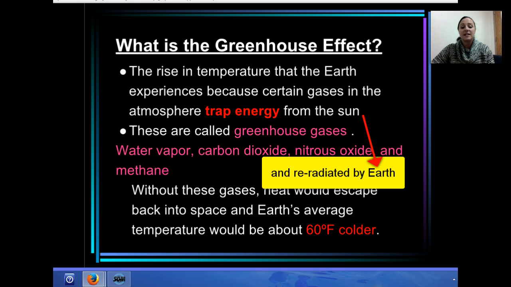And without these gases, heat would escape back into outer space, and our average global temperatures would be about 60 degrees Fahrenheit cooler than they are now. So the greenhouse effect is a good thing for the Earth because it warms us and it allows us to live at certain temperatures and it helps to sustain life.